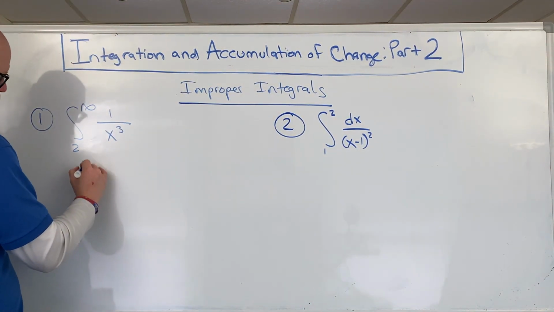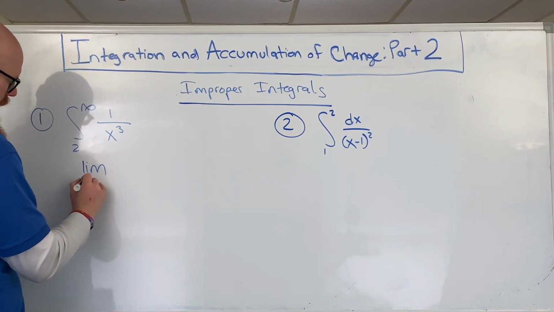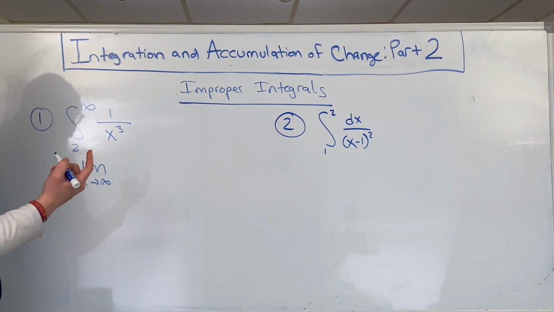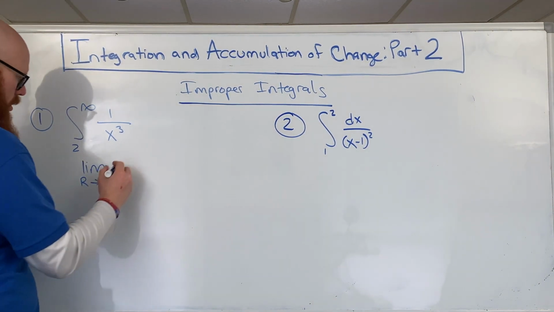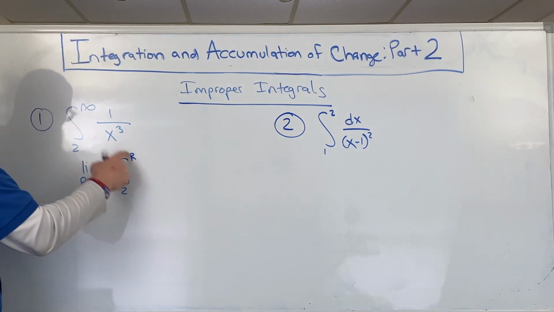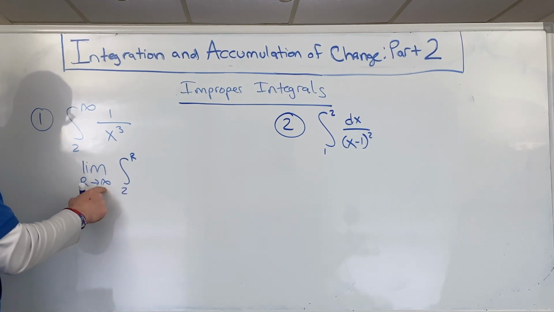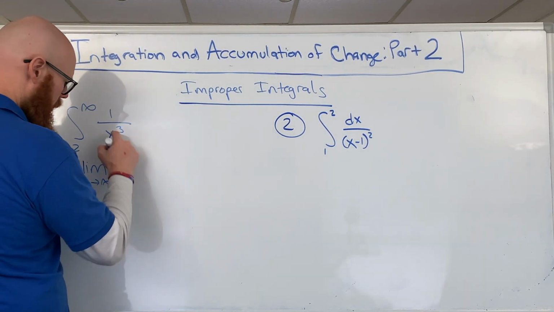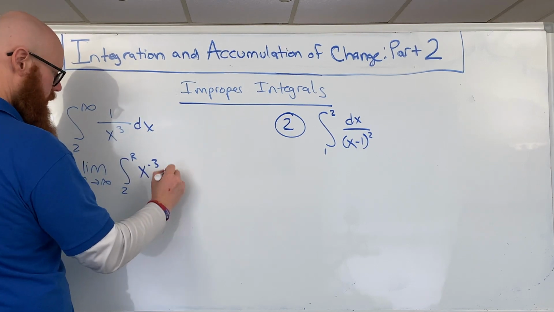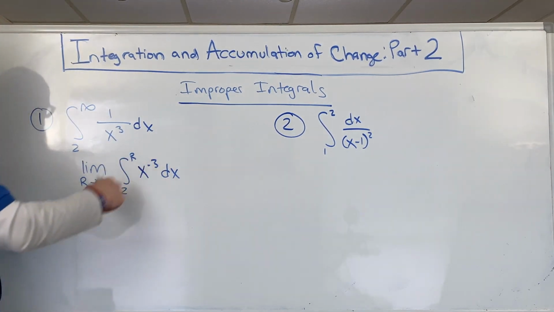We are going to turn this into a limit. So we're going to take the limit as r. You probably use maybe different letters depending on the book or what your teacher did. I'm going to use r. So I just basically replace infinity with r and take the limit as r goes to infinity. I'm going to think of this as x to the -3. There definitely should be a dx here. And then I just evaluate this integral.